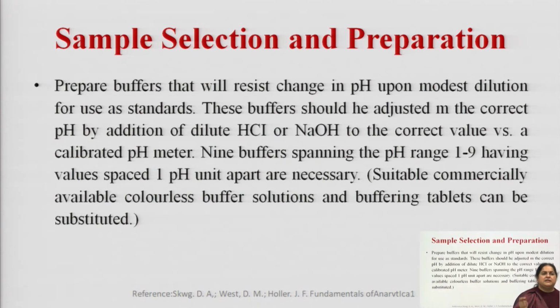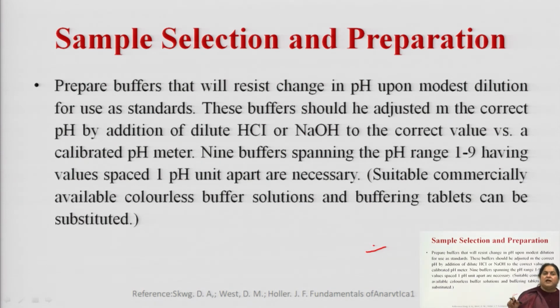Next is the sample selection and preparation. Prepare buffer that will resist change in pH upon modest dilution for use as standards. These buffers should be adjusted to the correct pH by addition of dilute HCl or NaOH, okay. We will make buffer solutions and fix their pH by using HCl and NaOH, versus the correct value on a calibrated pH meter, okay. 9 buffers spanning the range of 1 to 9 having values spaced 1 pH unit apart are necessary, right.